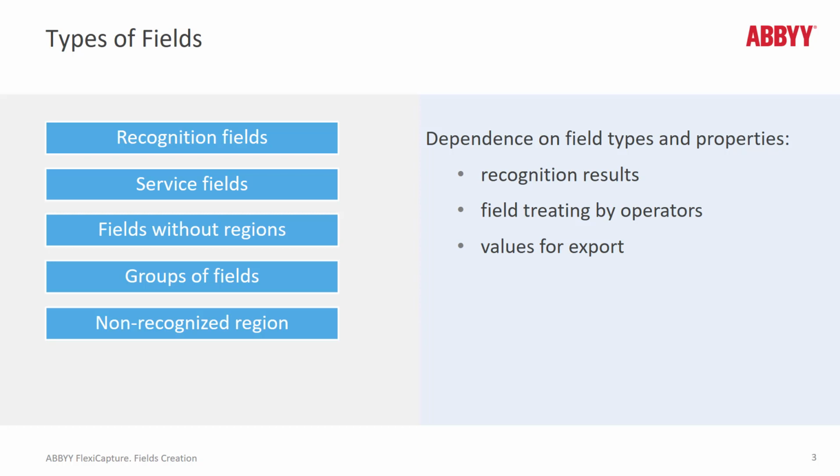Or maybe I'm doing a database lookup and I want to do a reverse database lookup. Say I match a company name and I want to bring in the company number that only exists in my database. I'm going to create a field without region to hold on to that company number. You can group fields, and also if you want to make sure that you're not recognizing data from a specific region on your form, you can use the non-recognized region feature.